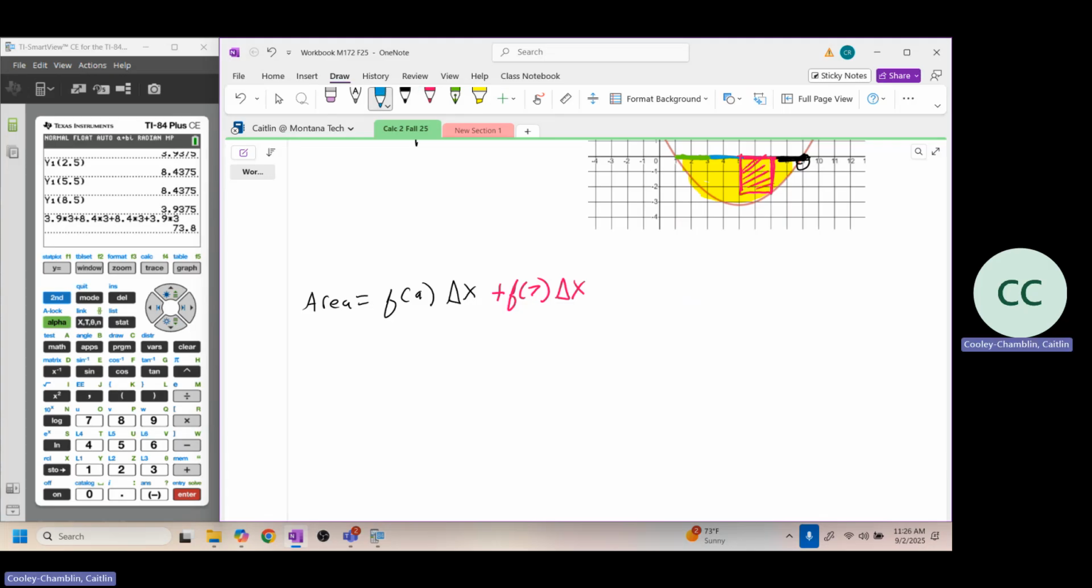And then I am going to look at my function starting at 5. Go to the curve at 5, go over 2, and then go back to the x-axis. So the area of that rectangle is f evaluated at 5 times delta x.